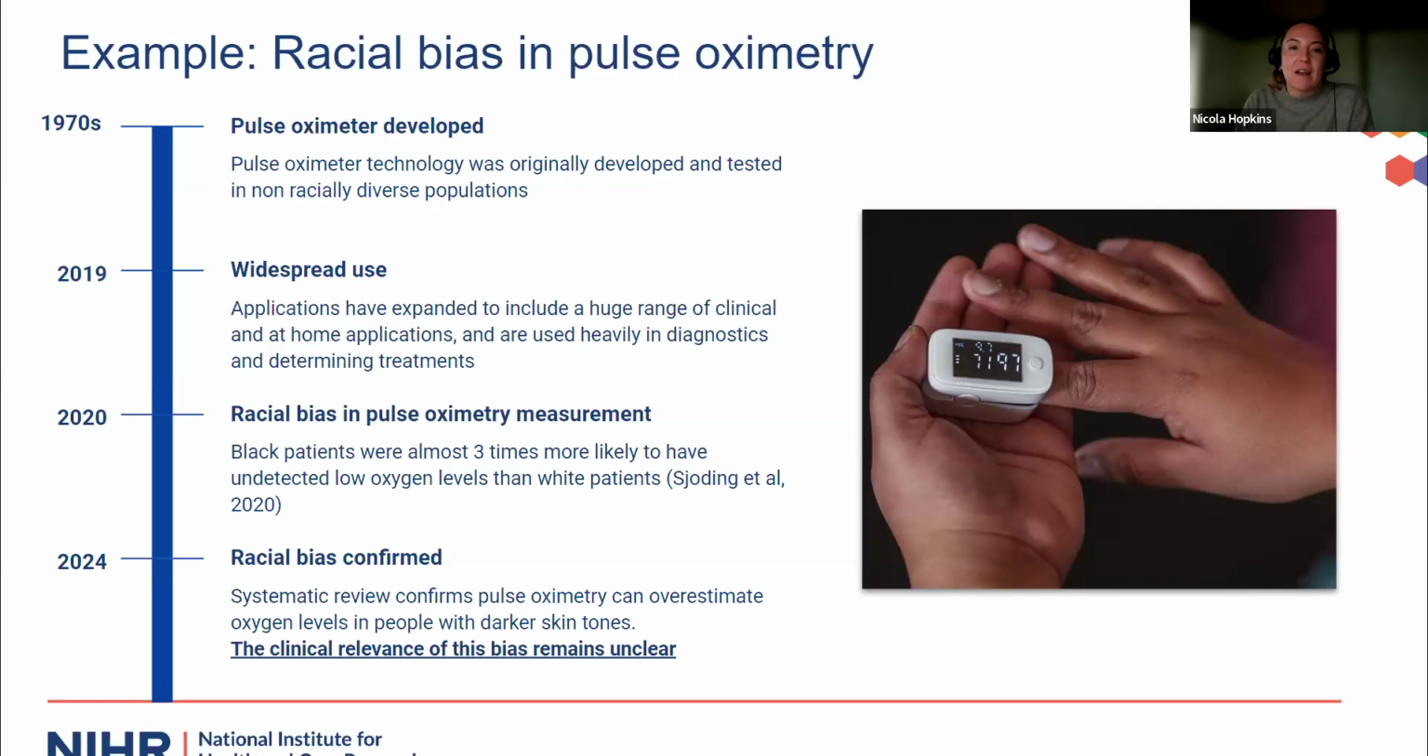Despite the benefits that this technology has undoubtedly brought to patients and the public, the benefits may not have been felt equally by all groups. The original development and testing wasn't conducted in ethnically diverse populations. And it wasn't until a study in 2020 highlighted that pulse oximetry was 3 times less likely to detect low oxygen levels in Black patients that it was realised that there was a need for specific considerations for its use in people with darker skin. Since then, a systematic review has confirmed that pulse oximetry can overestimate oxygen concentration in people with darker skin. As yet, the clinical implications of this are unknown, but it's highly likely to have impacted patient outcomes in people with darker skin unequally.